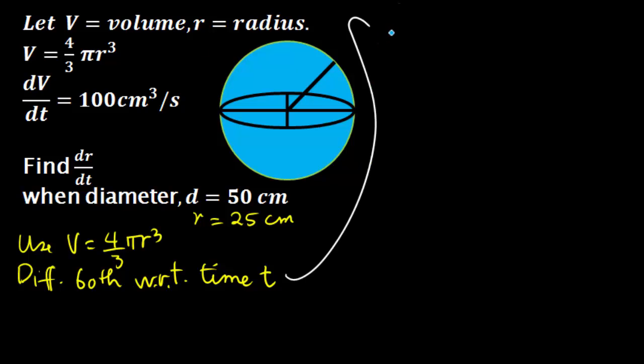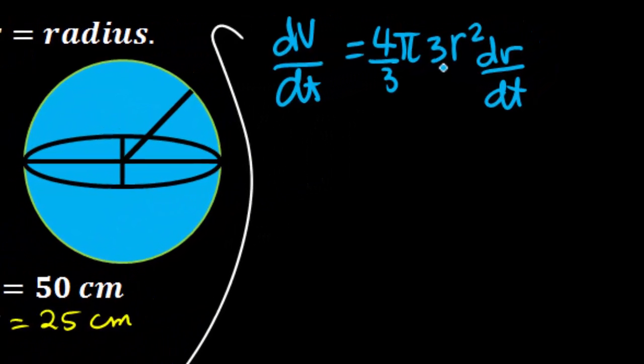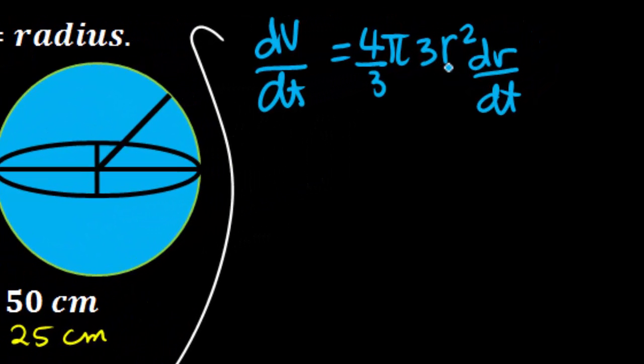All right, so now what's the derivative with respect to time of V? dV by dt, which is equal to 4/3 pi, which is a constant, so all we have to do is differentiate r cubed. So the derivative of r cubed with respect to time is 3r squared multiplied by dr by dt, chain rule. Because this part, 3r squared, is only the derivative of r cubed with respect to r.